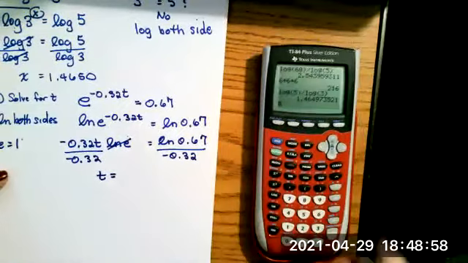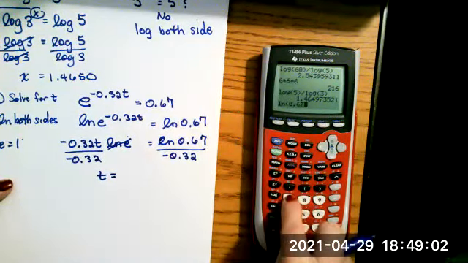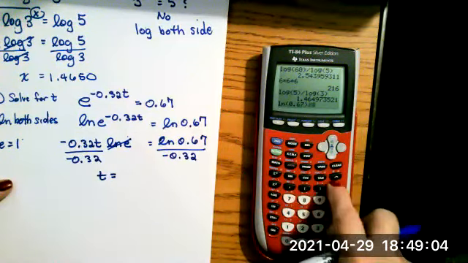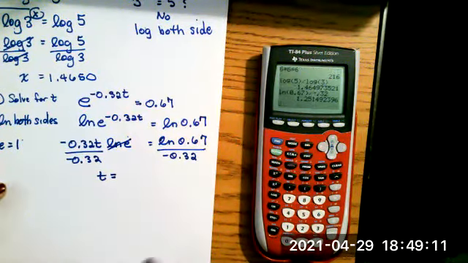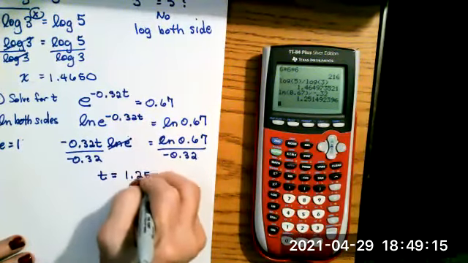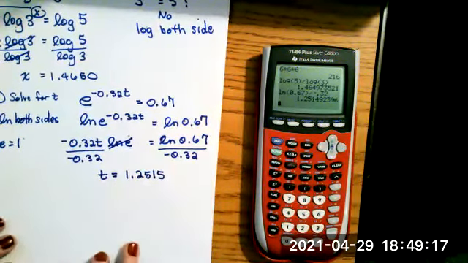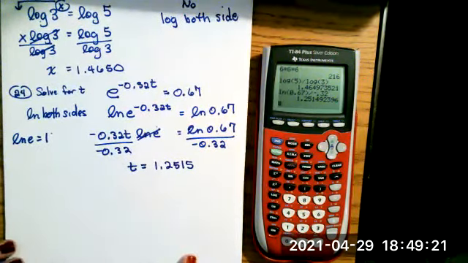So I do it on my calculator. ln 0.67 divided by negative 0.32. And I get 1.2515. Any questions?